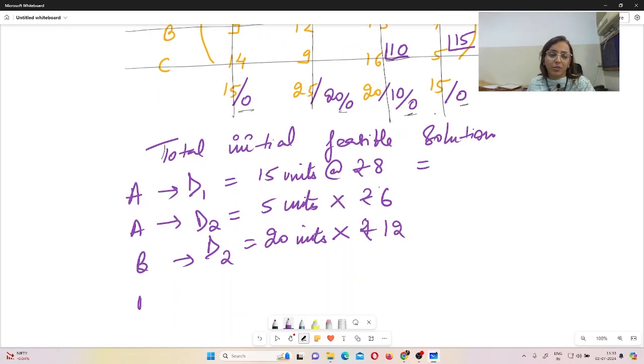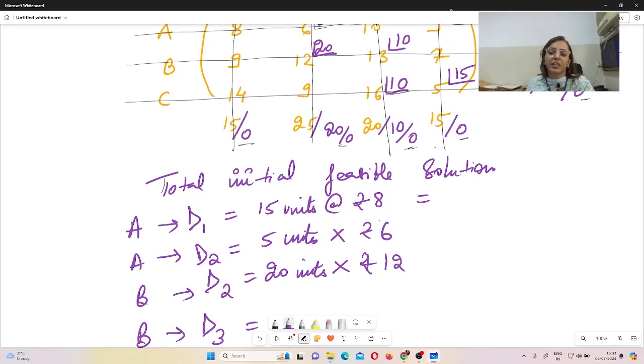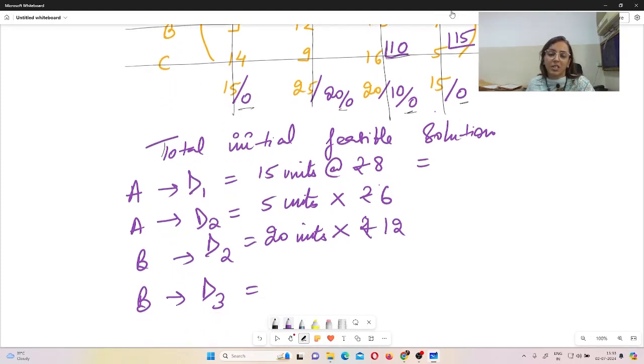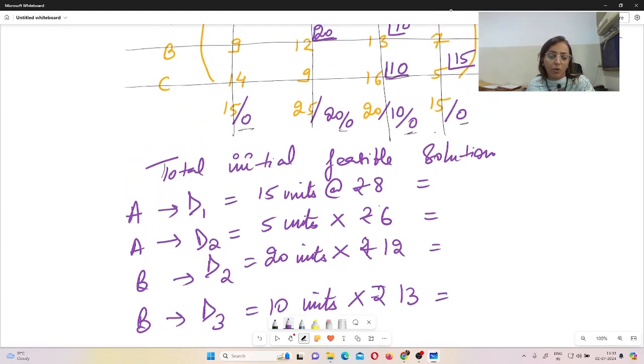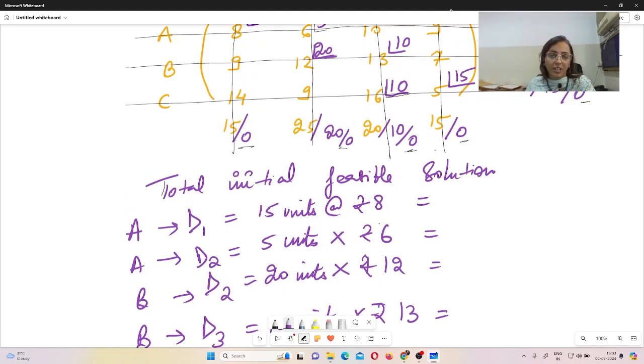Now from B, how much allocation can we do? That is to D3. From B to D3 we can give 10 units at a rate of rupees 13. The maximum units over here are 10 units at a rate of rupees 13. So we have to multiply all these values properly and then find out whether the number of allocations is properly done or not. D2 and D3 we have done.